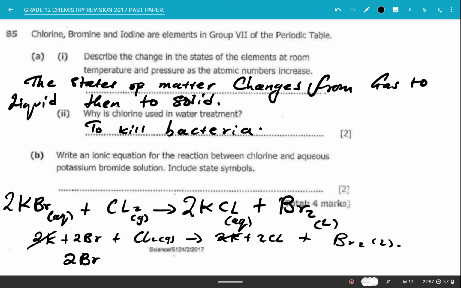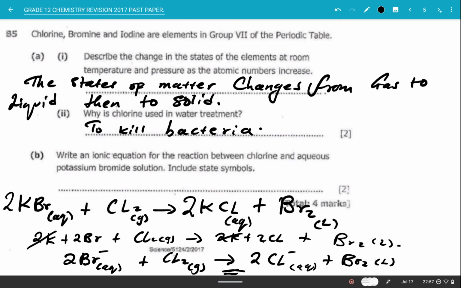Bromine is a non-metal, so you have a minus there. So this will be aqueous plus chlorine. Since it's a gas, no need of putting the charge. Then you have 2Cl, minus, because chlorine is not a metal, aqueous, plus Br2, which is a liquid. No need of a charge. So this is the final answer once you do your ionic equation. So that's how you go about solving this question.